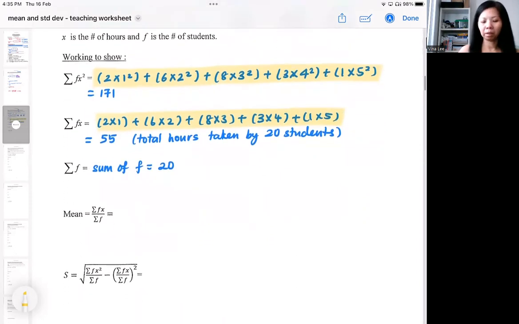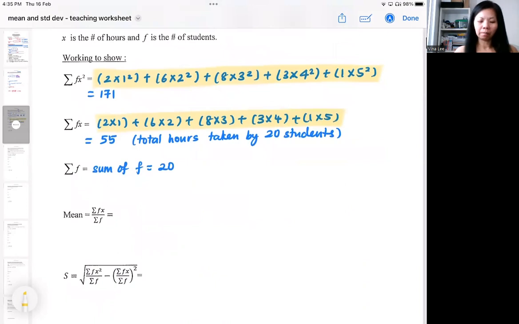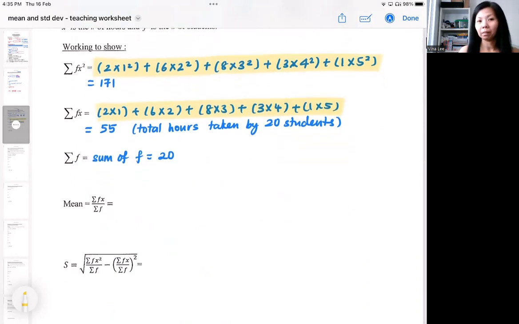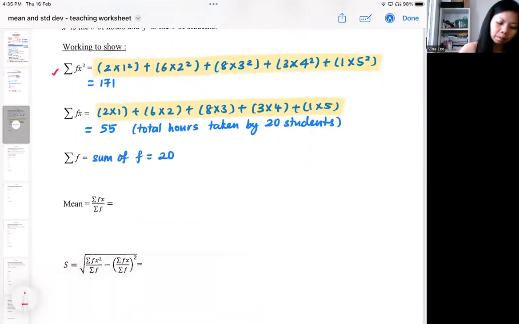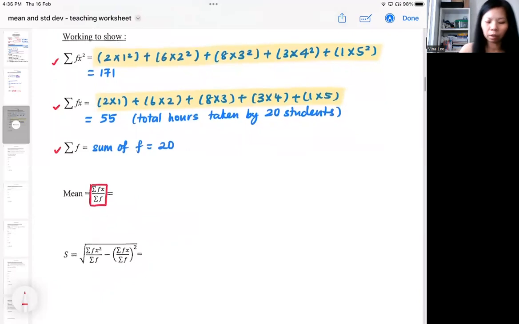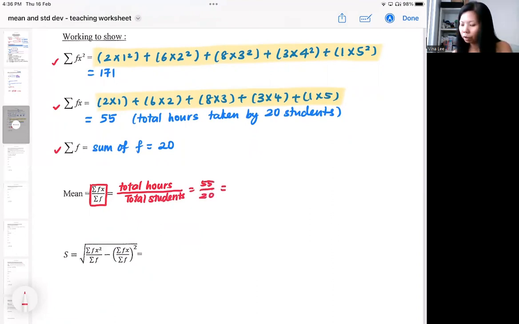I will always suggest that you have the three items, then you input into the formula. Why do I say so? Some students directly input into the formula, so they make the formula very complex. So calculate each individual item first. Once you get the three items, then you input into the formula. The sum of fx is actually the total hours, and the sum of f is the total students. In this case, the total hours is 55, and I have 20 students. So on average, they take about 2.75 hours.